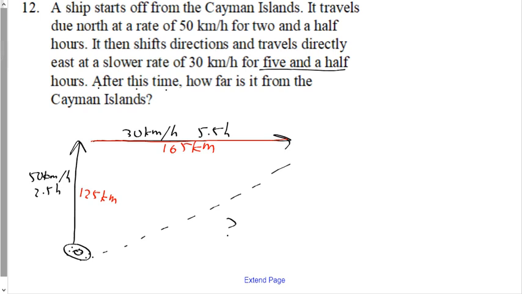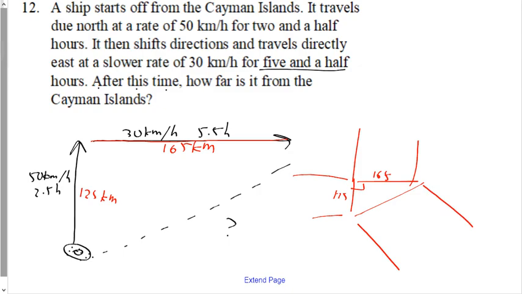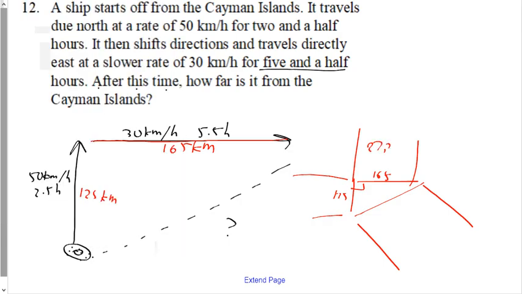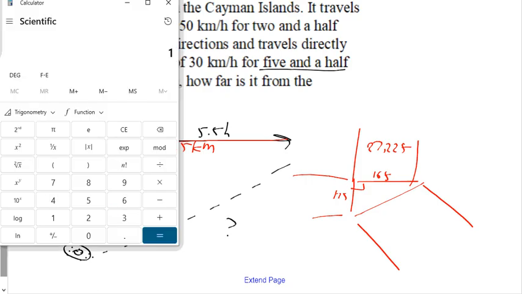If I redraw my triangle over here, and put 165 and 125, and put squares here, the area of that 165 squared will be 165 times 165, which is 27,225. And then 125 times 125, or 125 squared, is 15,625.